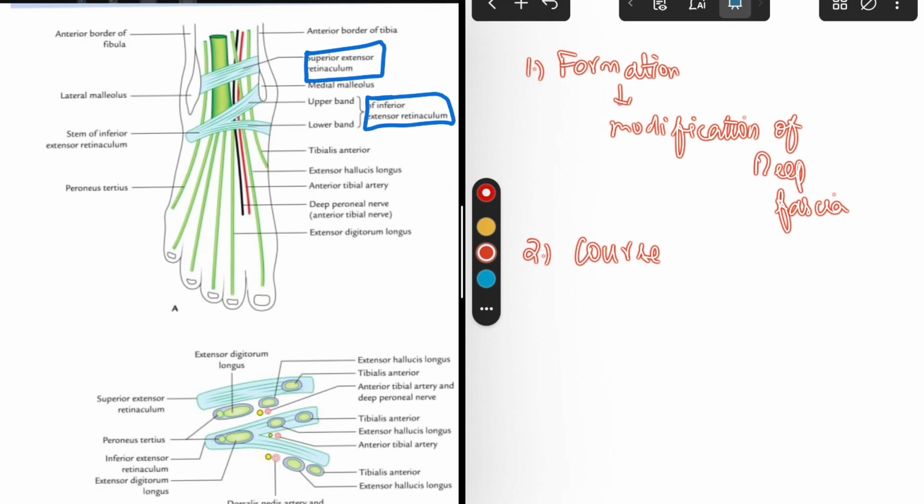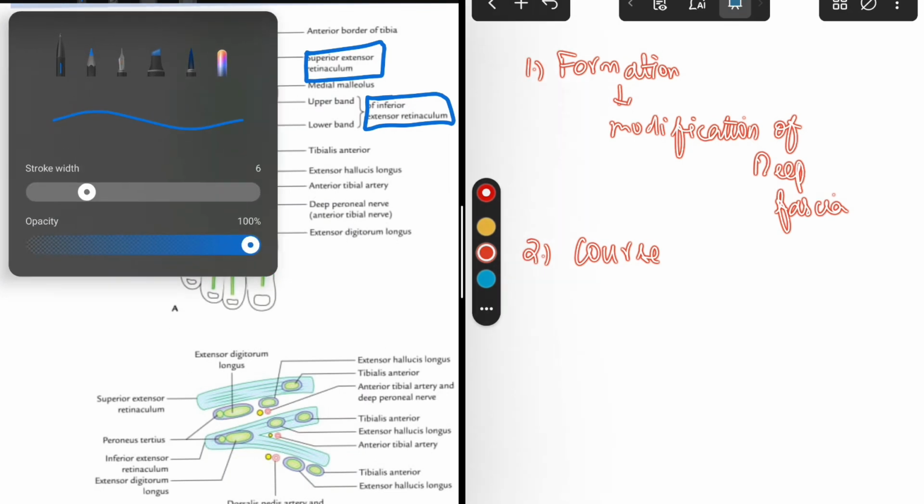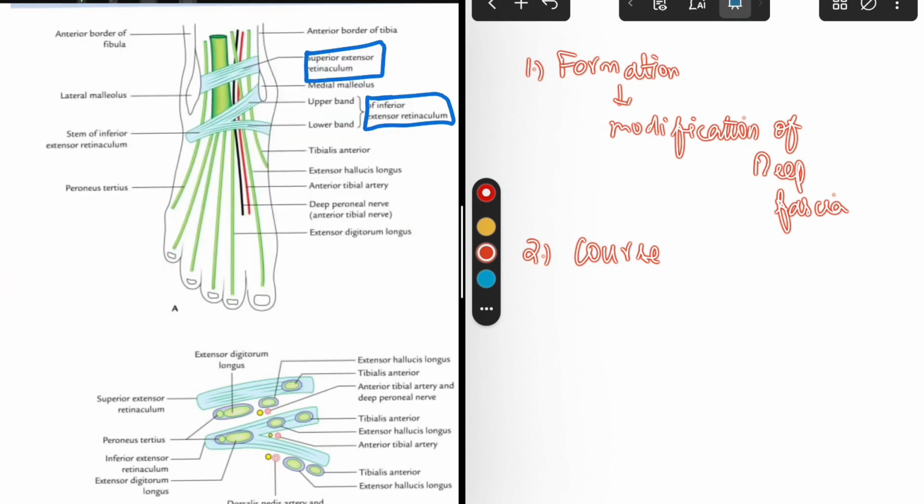The superior extensor retinaculum, let us see the course. The upper end is attached to the anterior border of the tibia and the anterior border of the fibula. This is the medial side and this is the lateral side. As we know, on the medial side the tibia is present and on the lateral side the fibula is present.